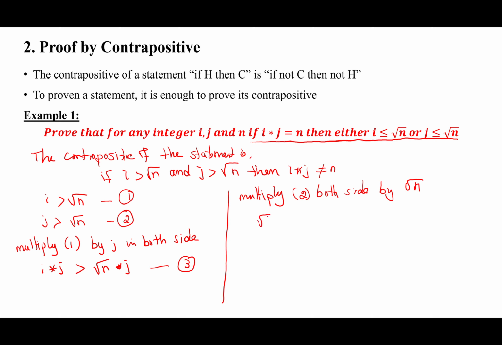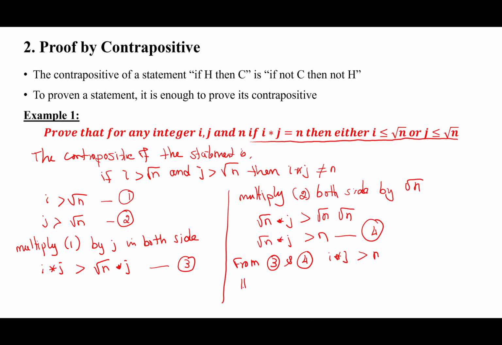It is root n, right? So root n into j is greater than root n. So we can write root n by n, so root n into j is greater than n. So this is the fourth equation. So from the third and fourth equation, we can write I into j is greater than n.